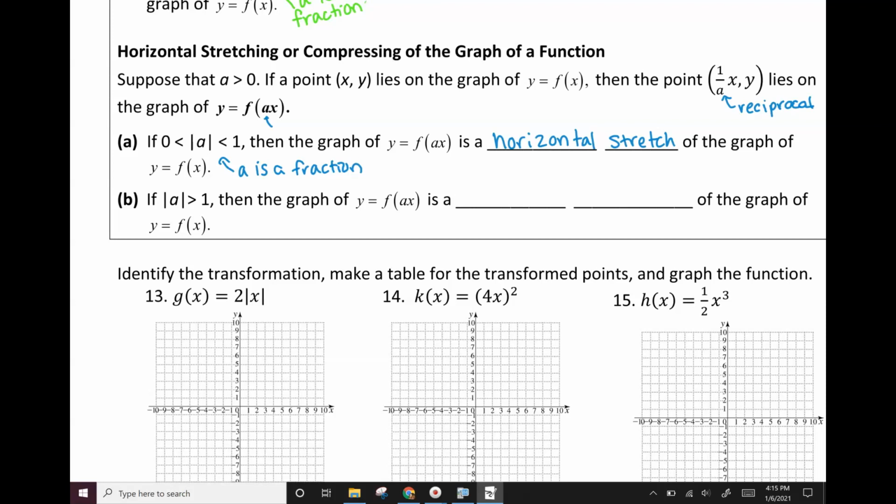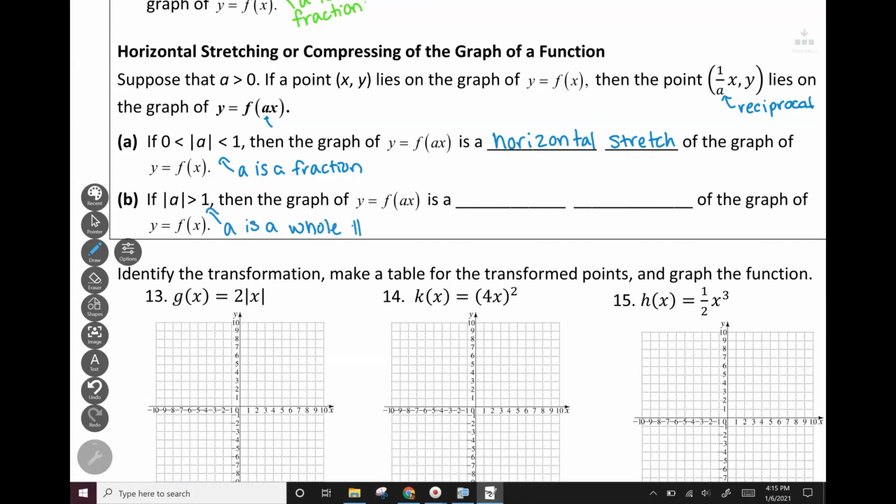And then if the absolute value of a is greater than 1, so a is a whole number, then the graph of y equals f of a times x is a horizontal compression. So it's going to be squeezed in horizontally.